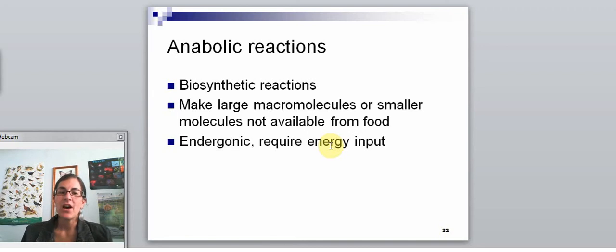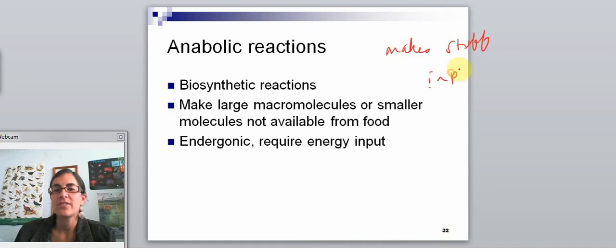Anabolic reactions are the opposite of catabolic reactions. They are reactions that are making stuff. Because they make stuff, they're going to require an input of energy. So make stuff rather than break stuff down requires an input of energy.